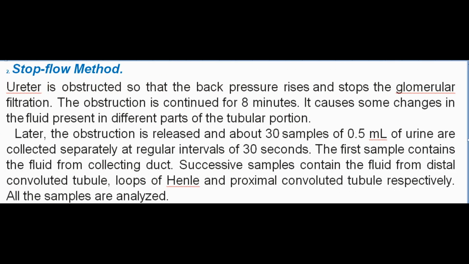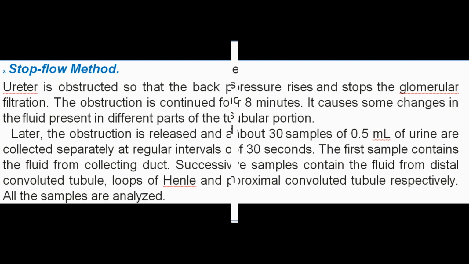Stop flow method. Ureter is obstructed so that the back pressure rises and stops the glomerular filtration. The obstruction is continued for 8 minutes. It causes some changes in the fluid present in different parts of the tubular portion. Later, the obstruction is released and about 30 samples of 0.5 ml of urine are collected separately at regular intervals of 30 seconds. The first sample contains the fluid from collecting duct. Successive samples contain the fluid from distal convoluted tubule, loops of Henle and proximal convoluted tubule respectively. All the samples are analyzed.